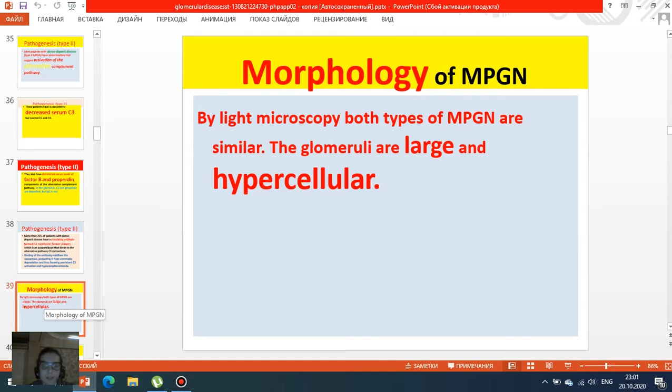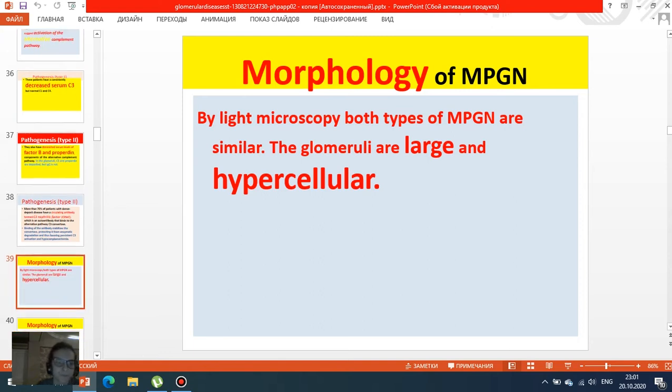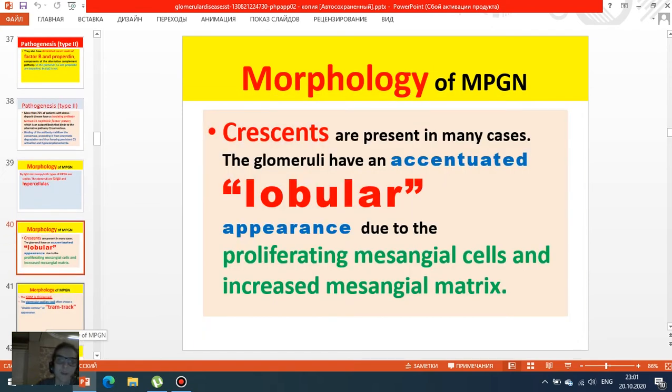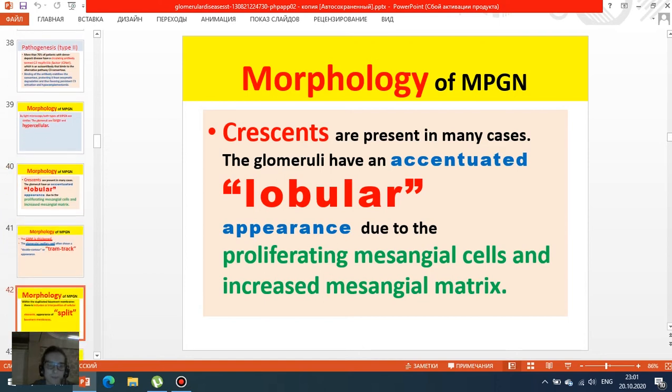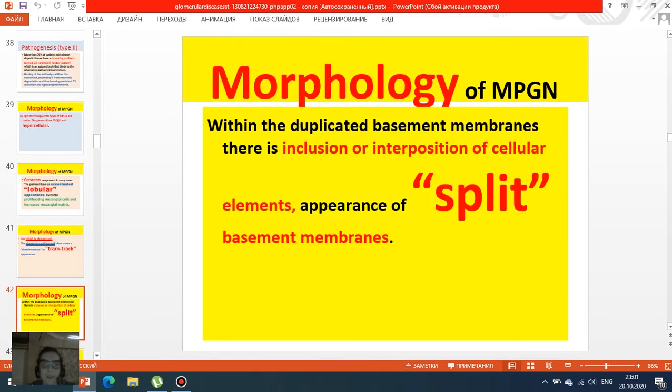By light microscopy, both types of mesangial proliferative glomerulonephritis are similar. The glomeruli are large and hypercellular. Crescents are present in many cases. The glomeruli have an accentuated lobular appearance due to the proliferating mesangial cells and increased mesangial matrix. Within the duplicated basement membranes, there is interposition of cellular elements, giving the appearance of split basement membranes.